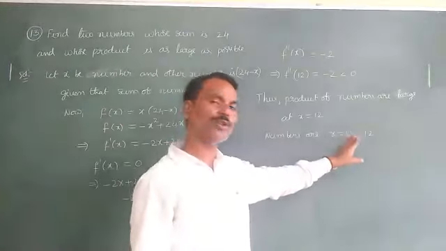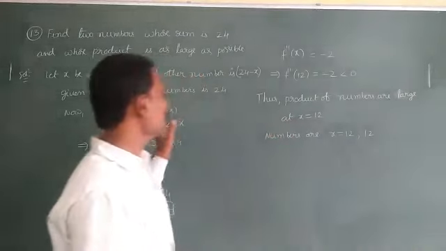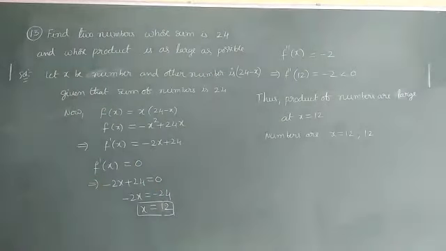Then the numbers are x equal to 12 and 24 minus 12, also 12. 12 comma 12. This is the solution of this problem.